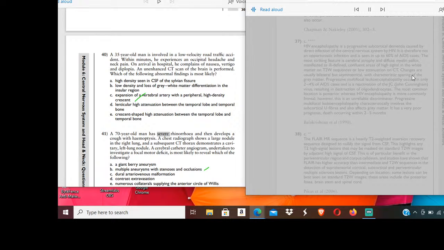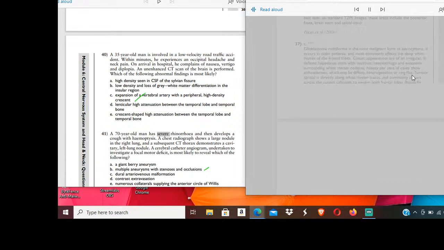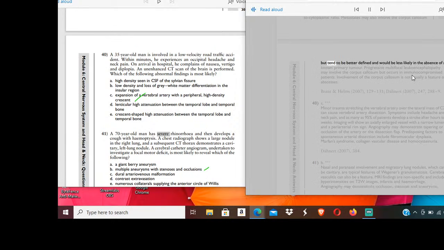Module 6, Central Nervous System and Head and Neck Answers. But tend to be better defined and would be less likely in the absence of a known primary tumor. Progressive multifocal leukoencephalopathy may involve the corpus callosum, but occurs in immunocompromised patients. Involvement of the corpus callosum is not usually a feature of abscesses. Brandt and Helms, 2007; Dehnert, 2007.